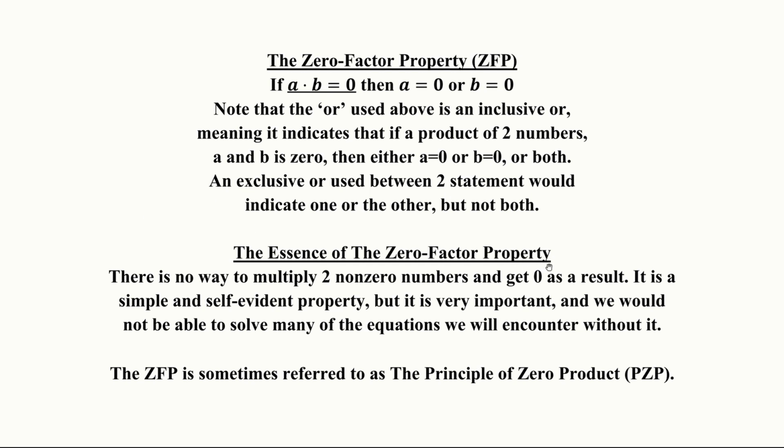The essence of the zero factor property is the fact that there's no way you can multiply two numbers and get 0 with neither of those numbers being 0. In other words, if you multiply two numbers and get 0, one or both would have to be 0. And notice that the zero factor property is sometimes referred to as the principle of zero product, or PZP. In case you see that phrase, that refers to the same property.